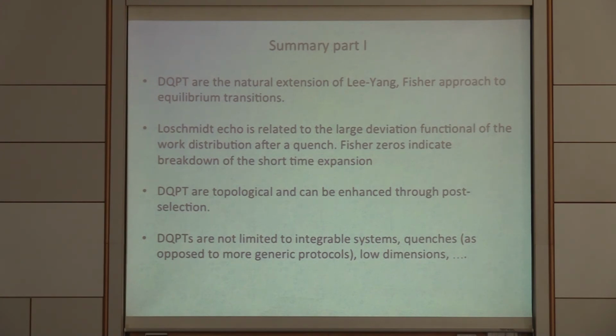So these dynamical quantum phase transitions are topological. I forgot there was a separate paper by Markus Heyl who showed that they have winding numbers and so on. And they are not really limited to integrable systems or quenches. You can consider continuous protocols and so on. Of course, there is a big remaining question: what do we really learn from them?